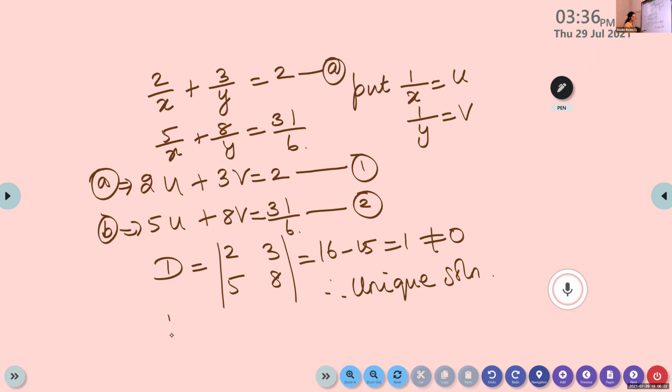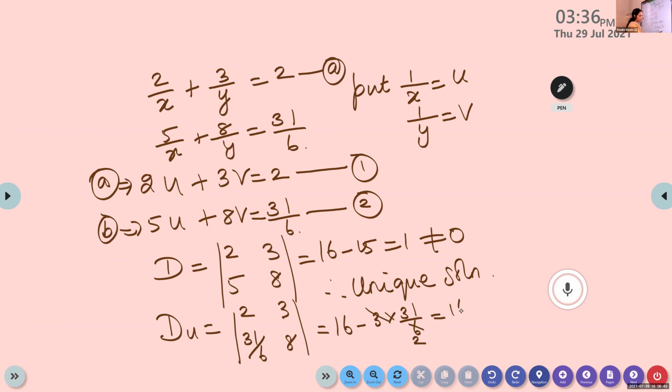Now you define du. What is du? Instead of the first column, you replace the constant terms there: 2, 31 by 6, 3, 8. When you simplify this, what will you get? 16 minus 3 into 31 by 6. Here if you cancel, this is 2. So 16 minus 31 by 2. So it is 32 minus 31, it is 1 by 2.